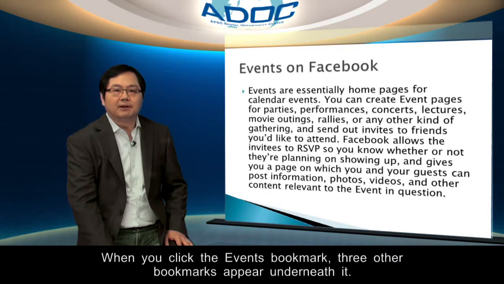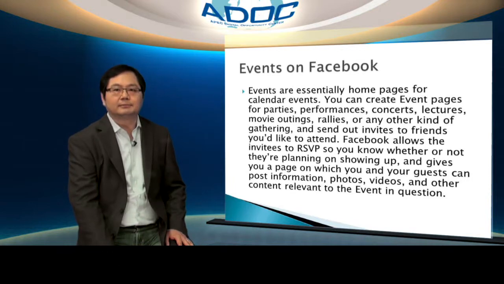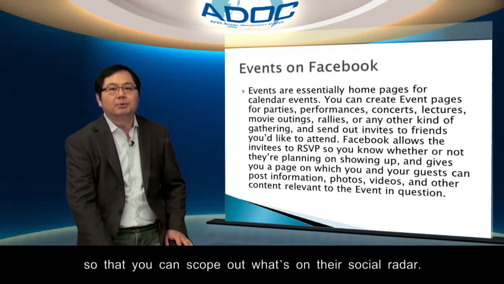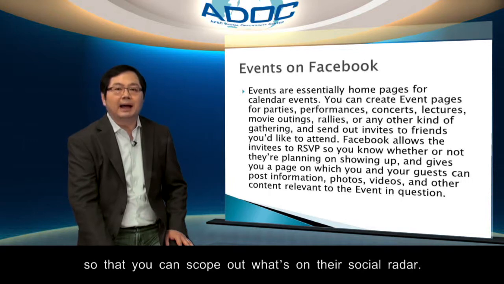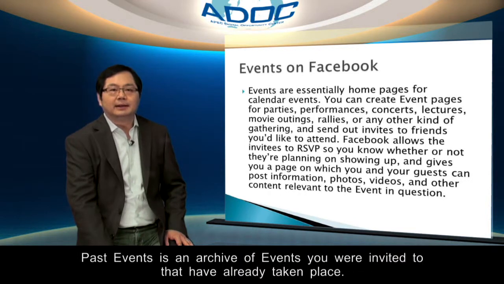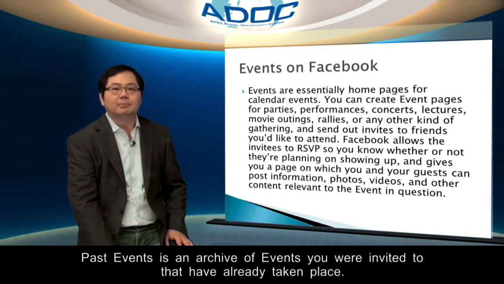When you click the Events bookmark, 3 other bookmarks appear underneath it. Friends Events shows you events your friends are planning to attend, so that you can scope out what's on their social radar. Past Events is an archive of events you were invited to that have already taken place.